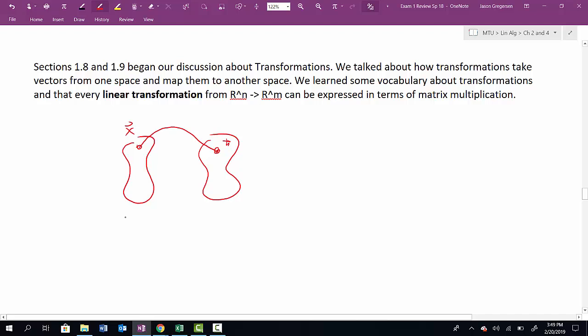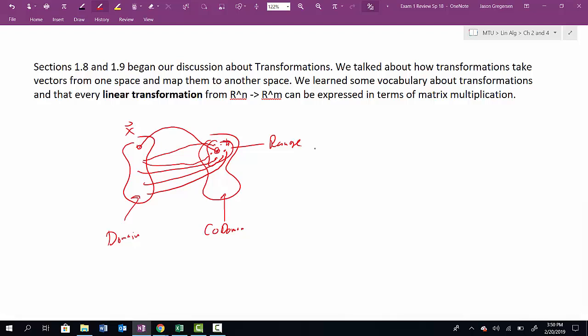This space, the set of all possible inputs, was called what? The domain. This spot over here, where the outputs lived, was called the codomain. This spot over here, just all the B's you can actually get to, all the images, that was called the range. Sometimes the range was equal to the codomain, sometimes it was not. So we have some vocabulary there.